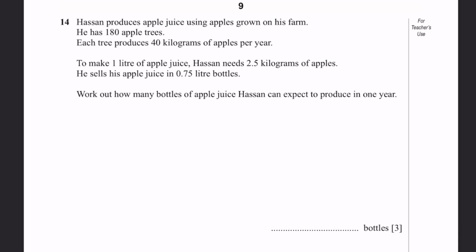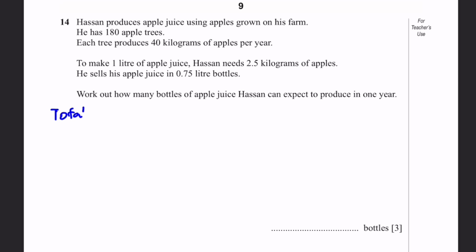Now question 14. Hassan produces apple juice using apples grown on his farm. He has 180 apple trees. Each tree produces 40 kilograms of apples per year. To make 1 liter of apple juice, Hassan needs 2.5 kilograms of apples. He sells his apple juice in 0.75 liter bottles. Work out how many bottles of apple juice Hassan can expect to produce in 1 year.